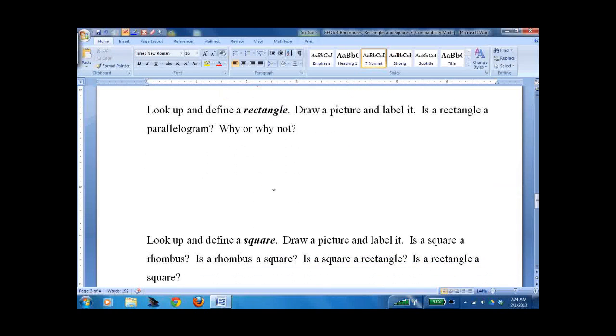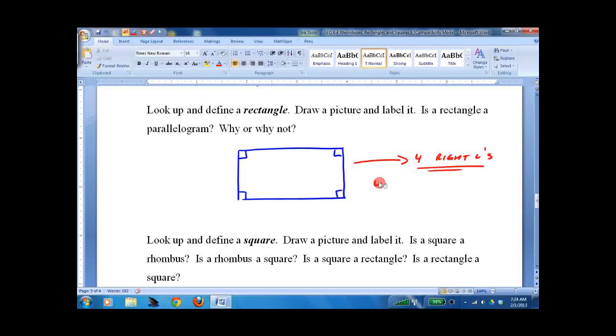What about a rectangle? You should look it up first, but I'll do it here too. 4 right angles. Yes, it's a parallelogram. So like I just showed, all those properties apply. I'll show 2 more properties.